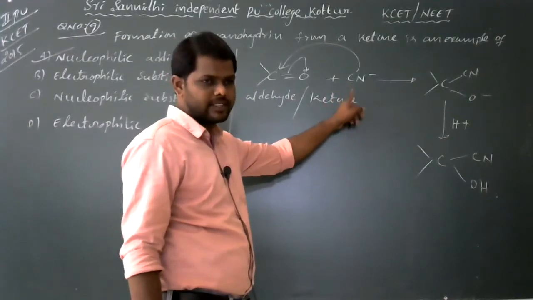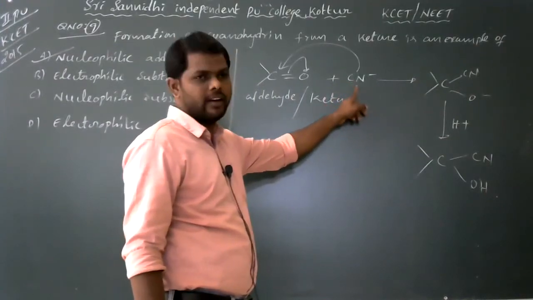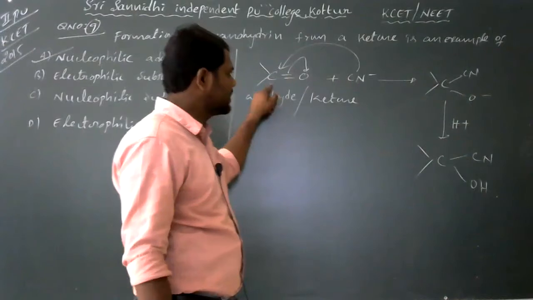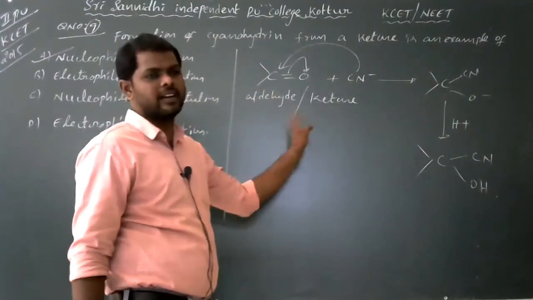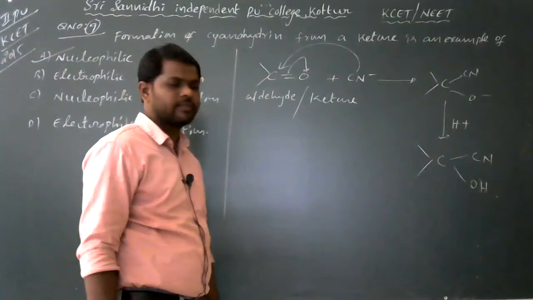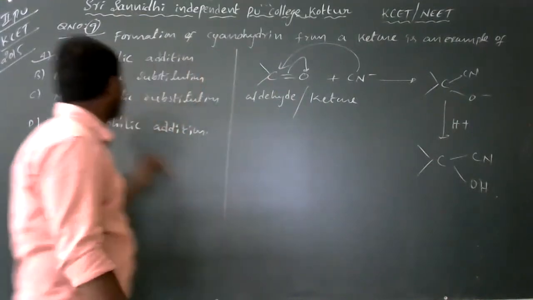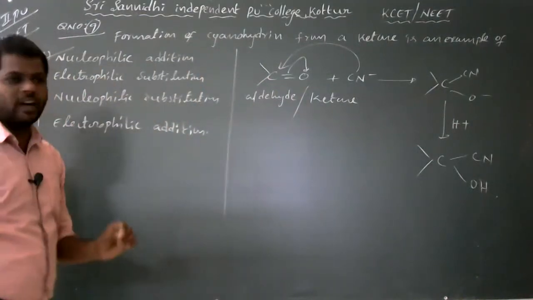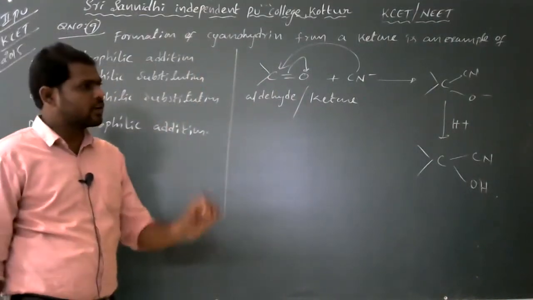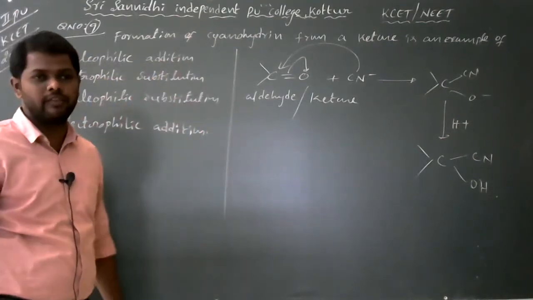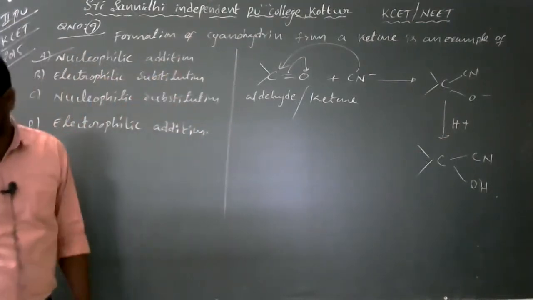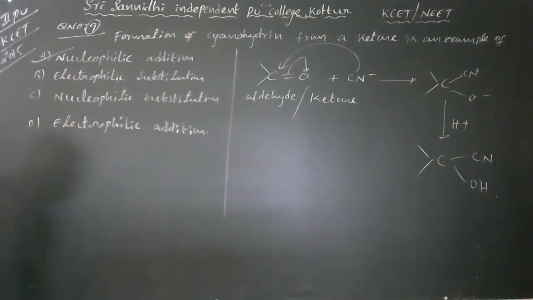So cyanohydrin formation is a nucleophilic addition reaction. Nucleophilic addition takes place. CN minus is the nucleophile, and it attaches to either an aldehyde or a ketone, forming aldehyde cyanohydrin or ketone cyanohydrin. Right? So the formation of cyanohydrin from a ketone is an example of nucleophilic addition. Now we will take the next question.